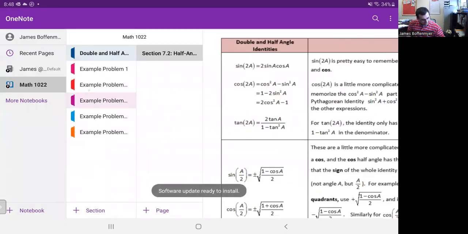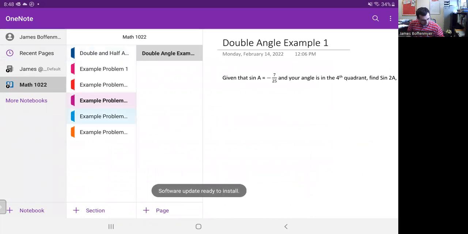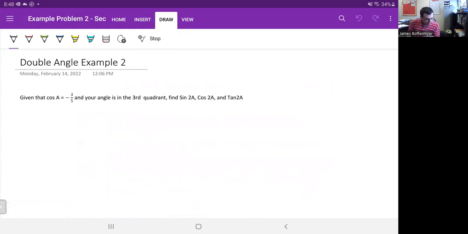So let's look at an example problem here. Actually, I'm going to do this one first. Given that your cosine value is equal to -3/5 and your angle is in the third quadrant, find the sine of two times your angle, cosine of two times your angle, and tangent of two times your angle. It's going to be quite a few steps on this one.